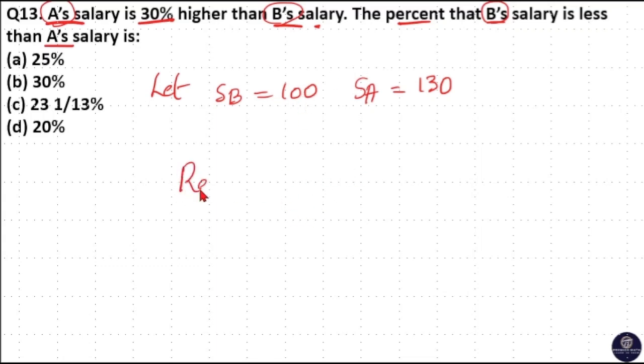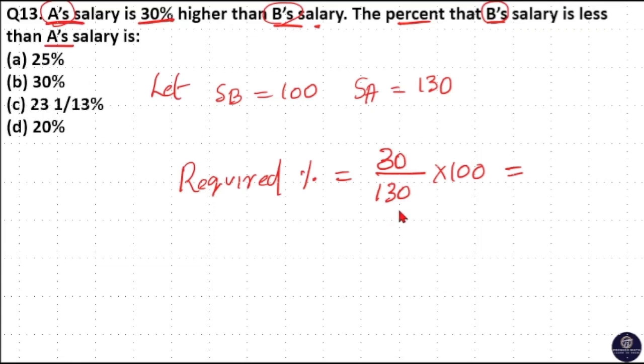So required percentage is, B's salary is 30 rupees less than A's salary. So if you convert in terms of percentage, which will be equal to 30 by 130 into 100. Here 0 0 cancel. 13 goes 2 times in 30 and remaining is 4. So 13 goes 3 times in 40. Remaining is 1 by 13. So option C is your answer.